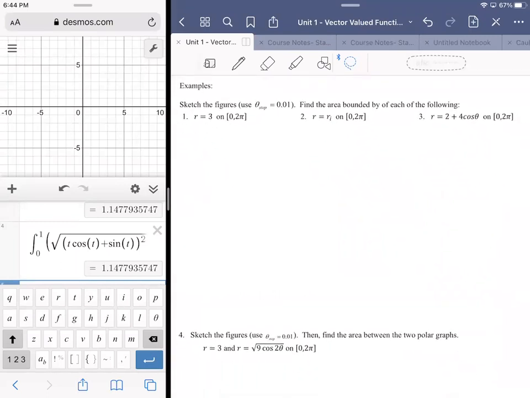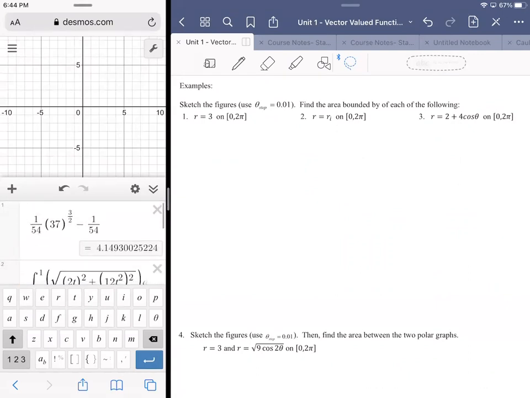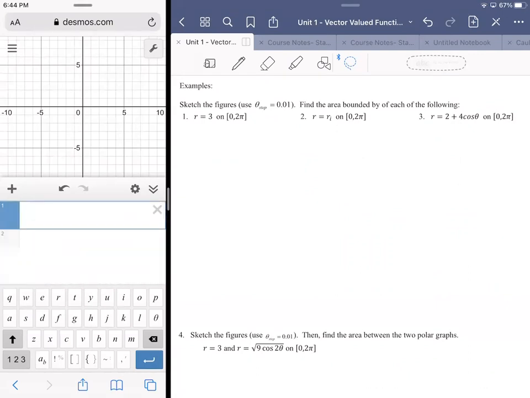Now, I'm operating under the assumption that if people needed to, they looked at the unit on polar coordinates. They said, you know what, I'm a little iffy on that polar coordinate stuff, so let me have a look at that. But I have to imagine some people didn't. But I'm not going to insult the people who spent the time by reteaching all that stuff. So all I'm going to do is give you a bridge version, where it says sketch the figures.